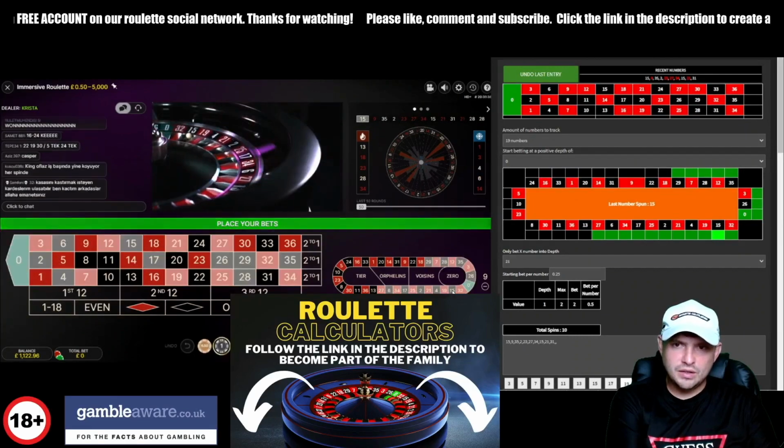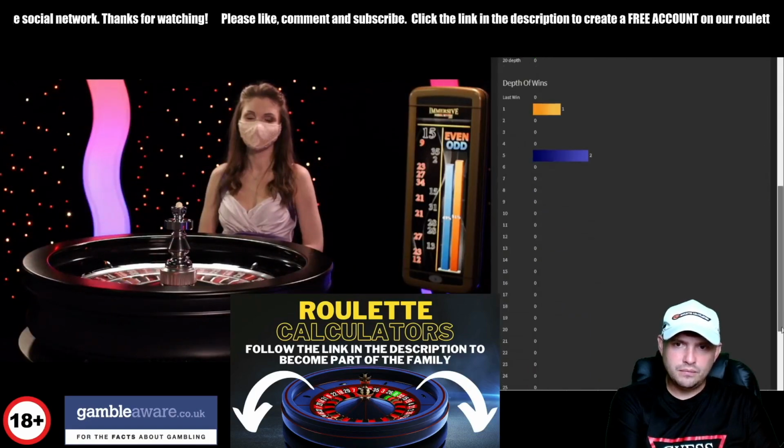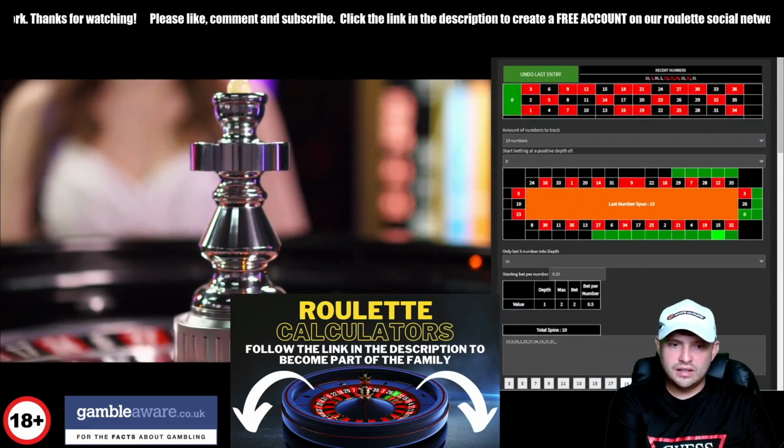I think he's probably going to do a martingale. He's doing £2 per number now, staying on that highlighted zone.